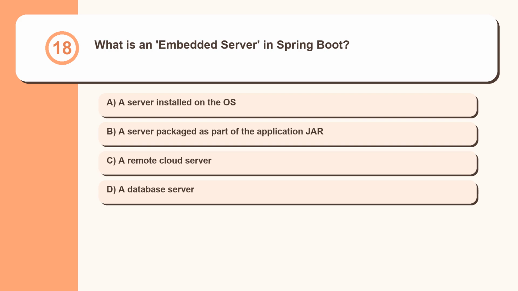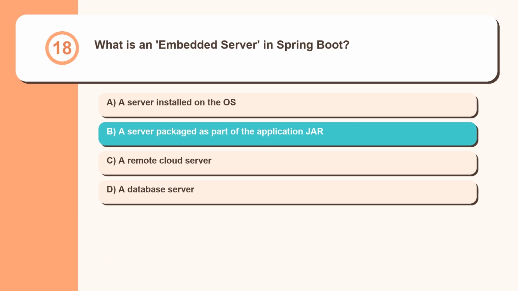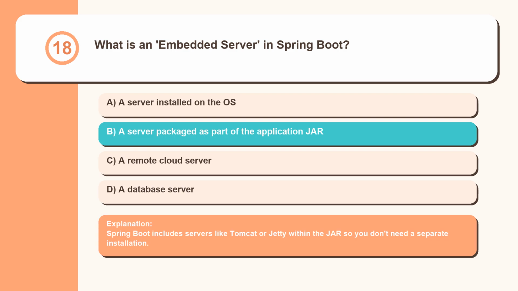Question 18. What is an embedded server in Spring Boot? A server installed on the OS. A server packaged as part of the application jar. A remote cloud server. A database server. Spring Boot includes servers like Tomcat or Jetty within the jar, so you don't need a separate installation.